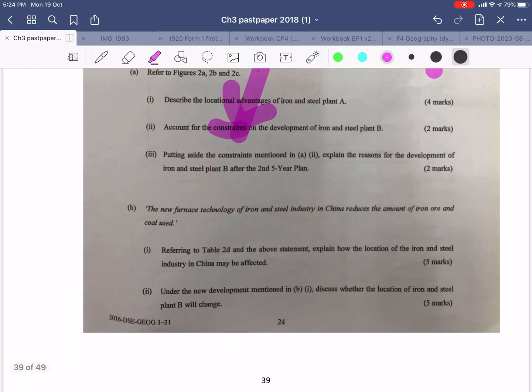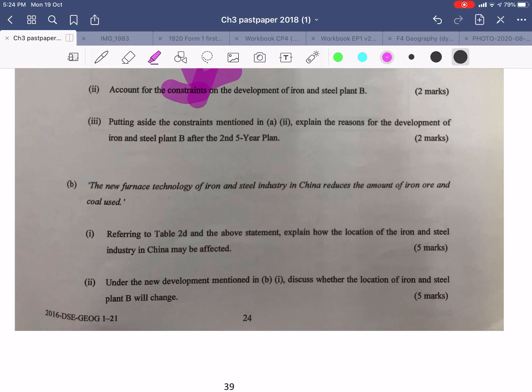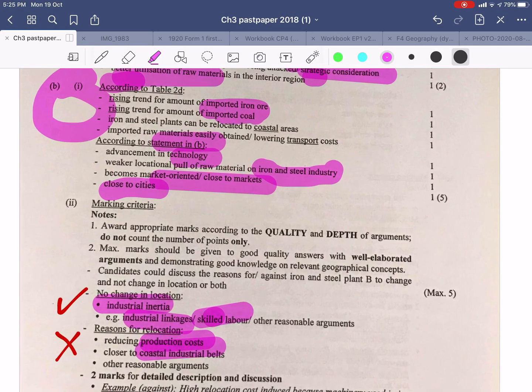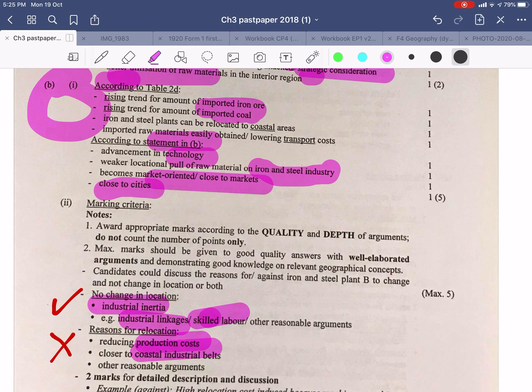So how about B1? B1, as you can see, asks to explain how the location of the iron and steel industry in China may be affected, because the new technology of the iron and steel industry in China reduced the amount of iron ore and also coal used. So accordingly, we are having fewer requirements of the iron ore and also the coal. So we are going to import more iron ore and also import more coal. Okay, then instead we are going to locate in the coastal area instead of the area that links to the iron ore or coal mine, in order to reduce the transport cost.